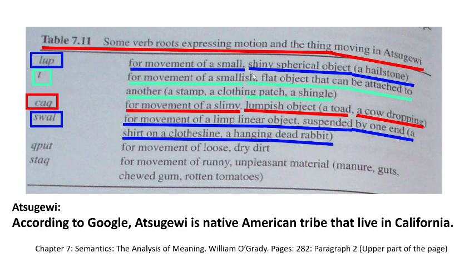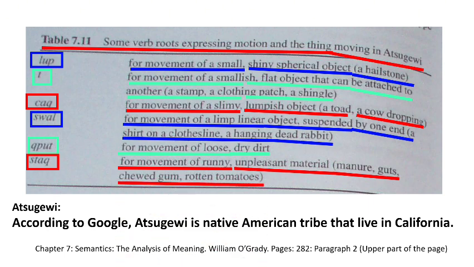Swell, for movement of a limp, linear object suspended by one end, a shirt on a clothesline, a hanging dead rabbit. Kiput, the spelling is Q-P-U-T, for movement of loose, dry dirt. Staq, S-T-A-Q, for movement of runny, unpleasant material, manure, guts, chewed gum, rotten tomatoes.